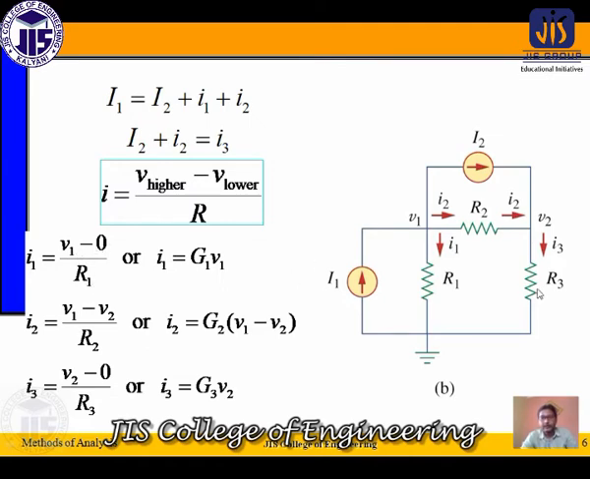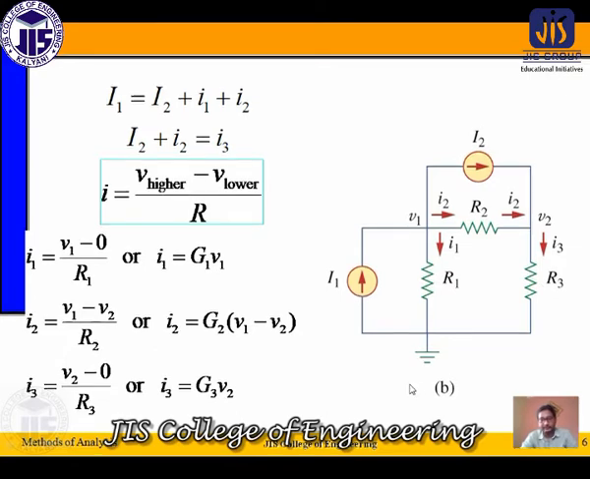Similarly, what can we write for this I2? For this I2, obviously it will be V1 minus V2 divided by this R2 resistance. Similarly, what can we write for this I3 current? For this small I3 current, we can write V2, the higher potential, minus 0, because this ground point has a potential of 0. So for I3 the voltage difference is V2 minus 0 divided by this R3 resistance.